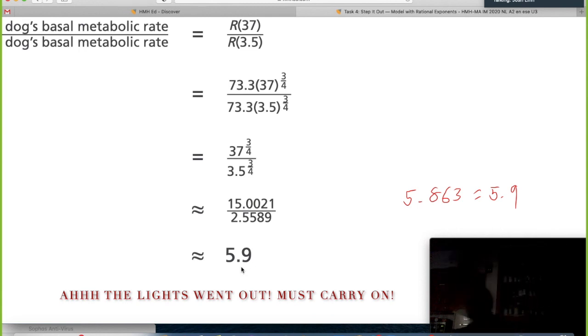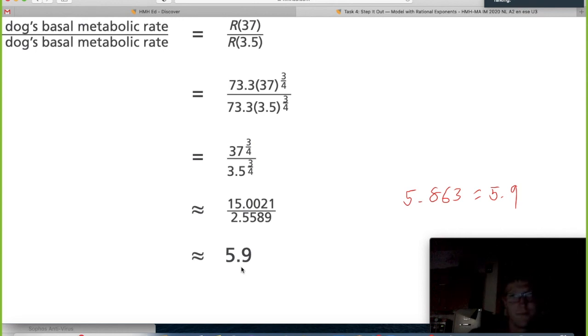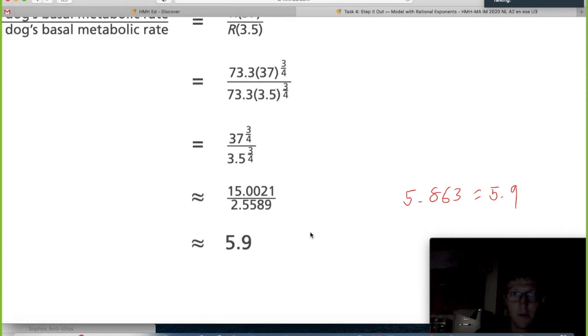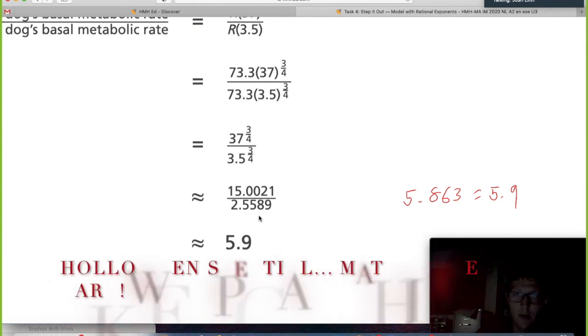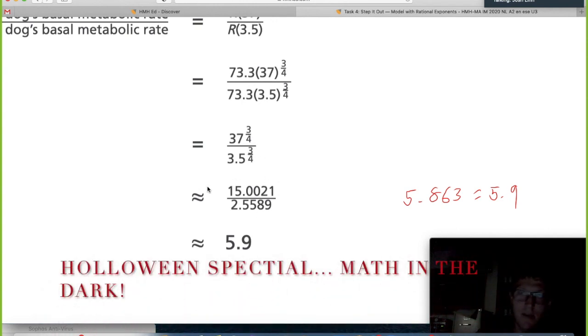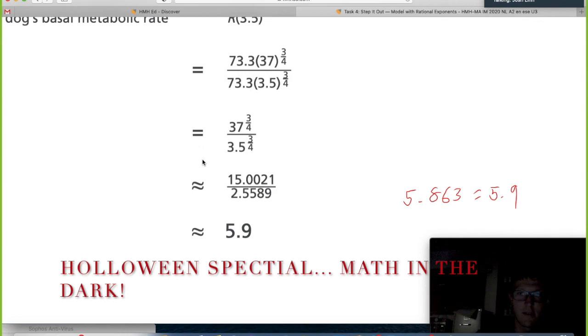My lights went off. Oh, anyway. So that's one way that you can use your calculator. Make sure you know how to use that power button. It's going to make your life a lot easier.